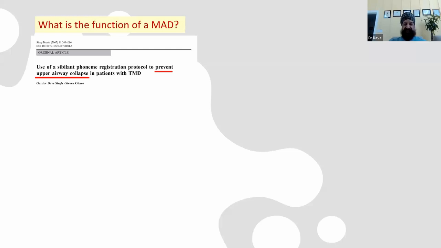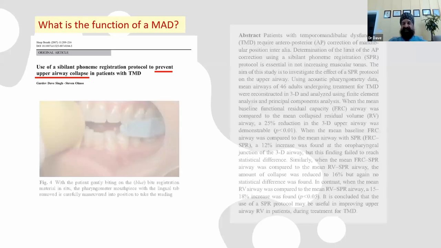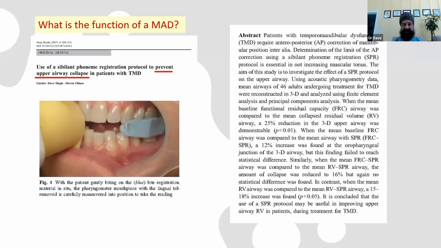And these patients had a history of TMD with a sample that we had available. And so what we're doing in this specific group of patients is doing a very specific jaw registration procedure. It's called the sibilant phoneme registration. In other words, we ask the patient to count using the S sound, so 61, 62, 63, 64, 65.